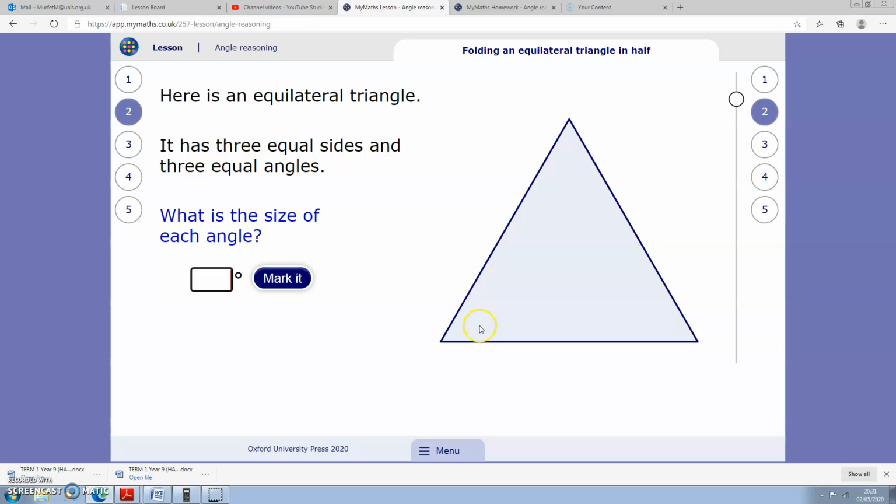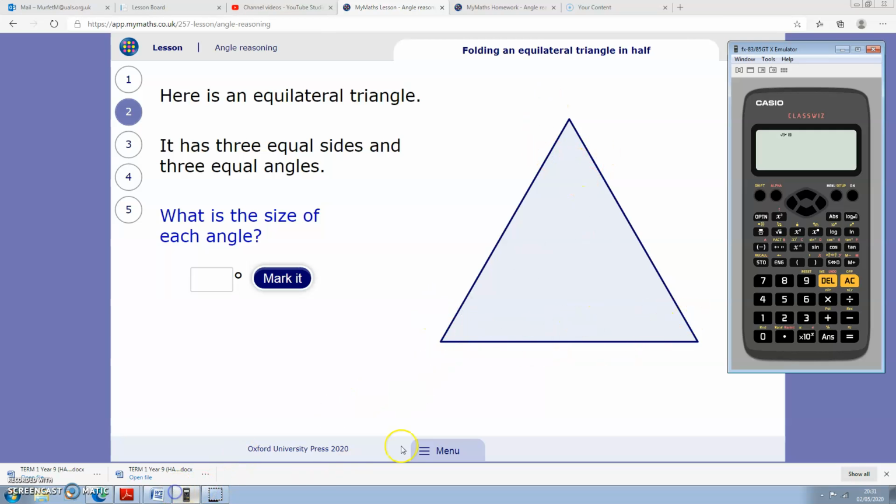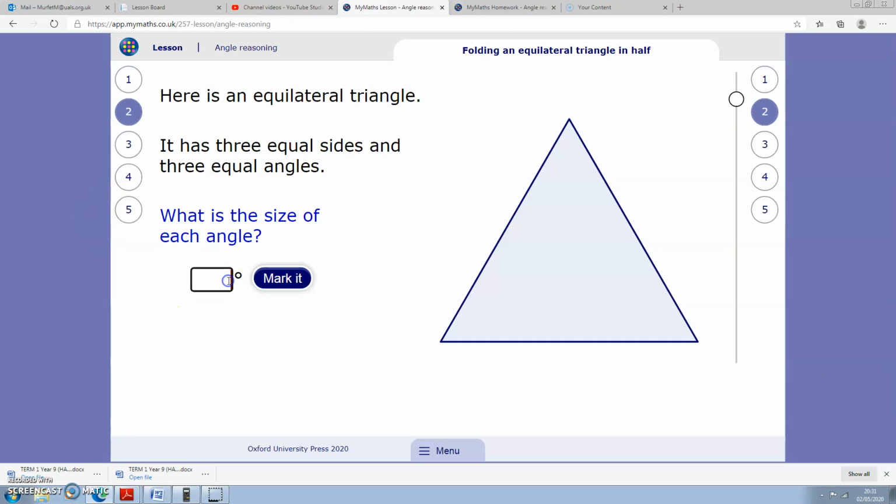So, if we're thinking about the angles, the sum of the angles inside a triangle is going to be 180 degrees. If we add those 3 angles together, it's always going to equal 180 degrees. And if we've got 3 sides the same, then the 3 angles are the same as well. So we could just do the sum, 180 divided by 3, which is going to be 60. So my angle is going to be 60 degrees.